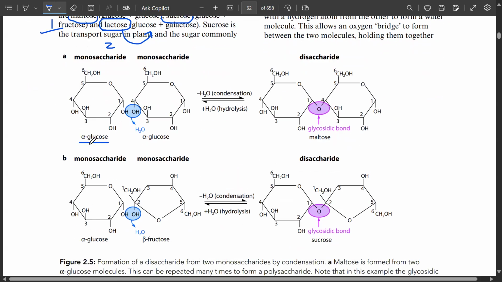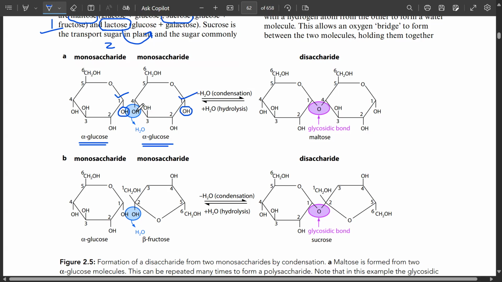Now we have two alpha glucose molecules over here. You can see them. Okay, and both of them are alpha glucose. How do I know that? Because at carbon one, the OH is connected downward. Good. In both of the carbon ones, the OH is below the plane.